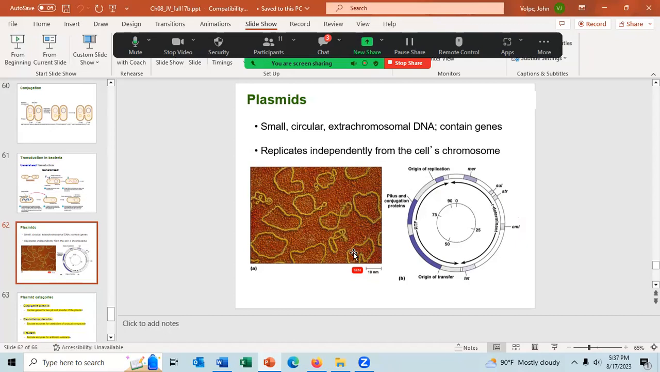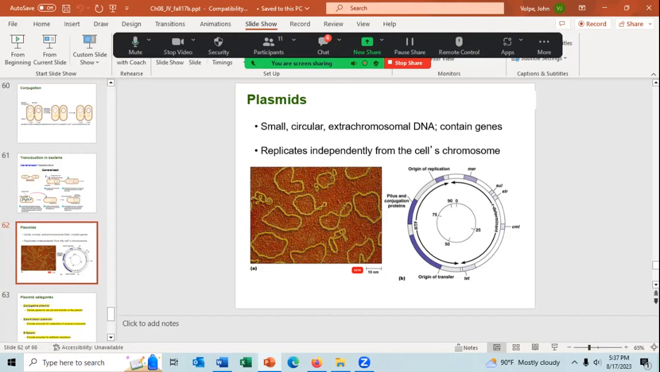And that is, if the cell has a plasmid, it'll have certain genes on it. And then some of those genes can be put on the chromosome, and some of the genes on the chromosome can then move to the plasmid. Any question about any of that?